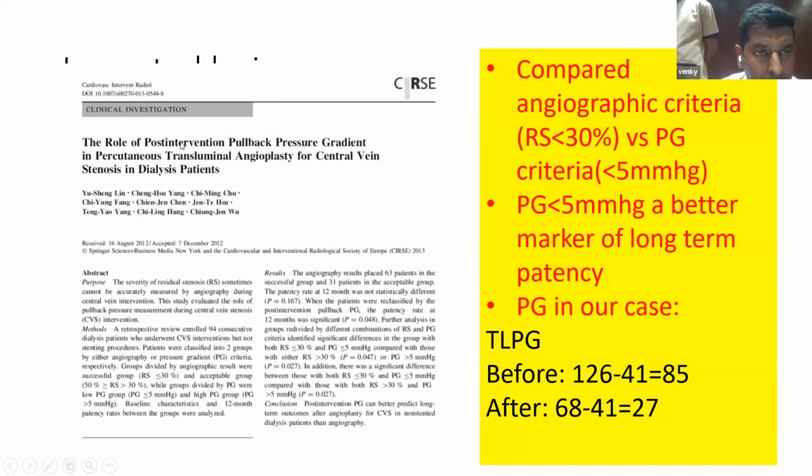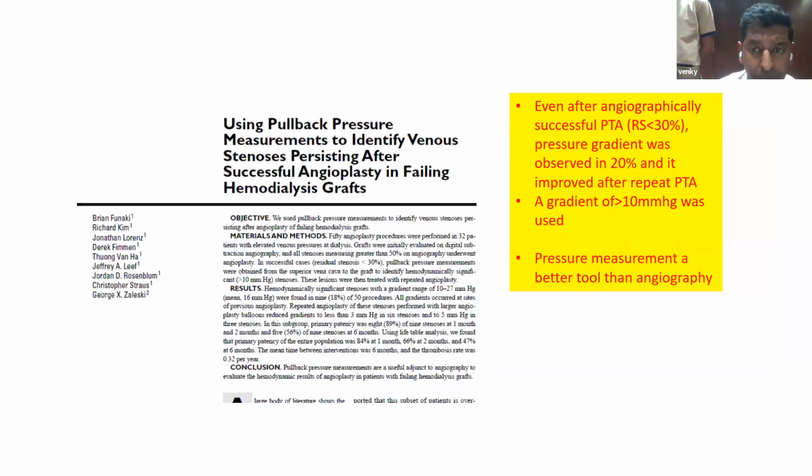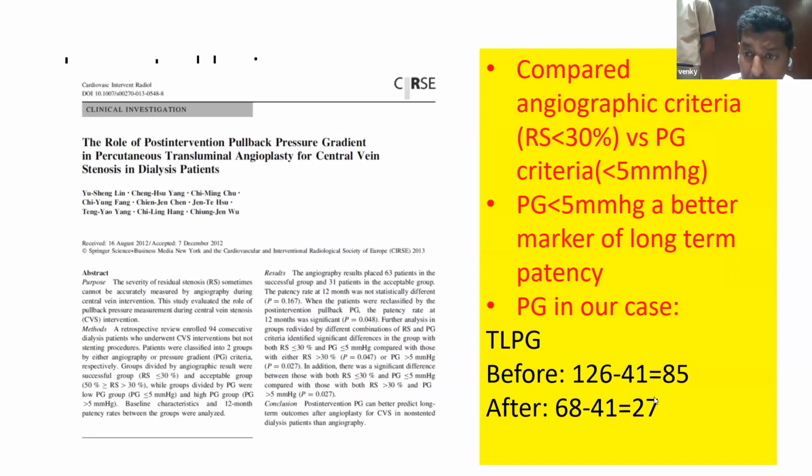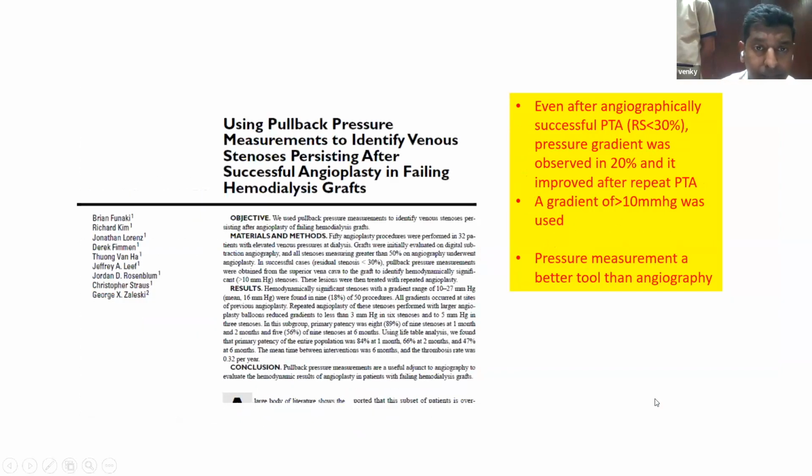Again, the pressure gradient has been monitored in the central veins as well as a marker of successful angioplasty. Any gradient more than 10 is considered significant, and a gradient less than 5 means the lesion has been taken care of properly. Again, they have compared it with the classical angiographic success, which is residual lesion less than 30%. It has been shown that a post-angioplasty gradient less than 5 millimeter mercury performs very well as compared to the angiographic feature of success, which is residual lesion less than 30%. Again, in our case, the gradient fell from 86 to as low as 27.